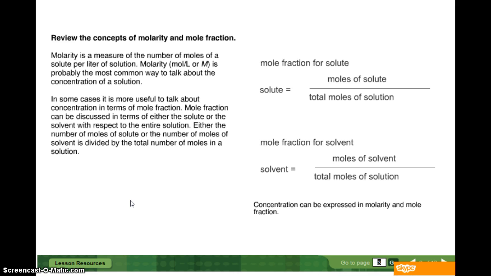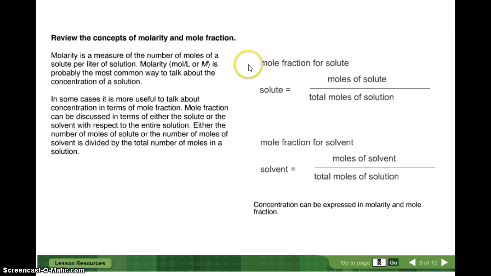Review the concepts of molarity and mole fraction. Molarity is a measure of the number of moles of a solute per liter of solution. Molarity, moles per liter, or capital M italicized, is probably the most common way to talk about the concentration of a solution. In some cases, it is more useful to talk about the concentration in terms of mole fraction. Mole fraction can be discussed in terms of either the solute or solvent with respect to the entire solution. Either the number of moles of solute or the number of moles of solvent is divided by the total number of moles in a solution.